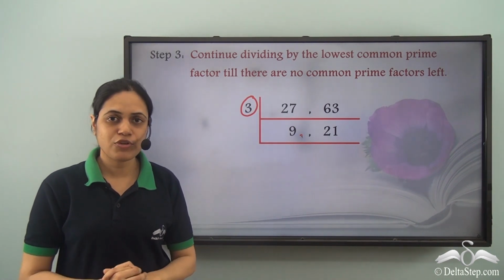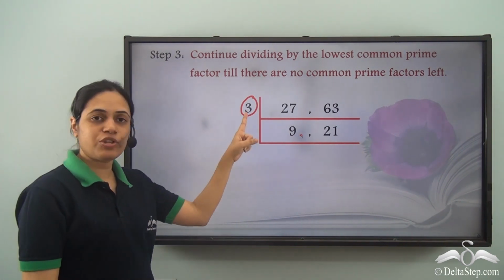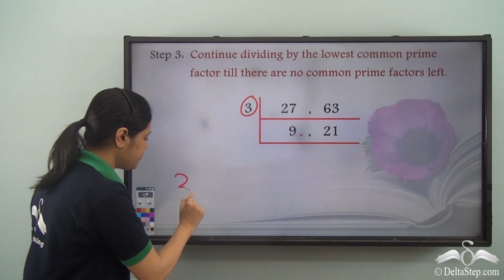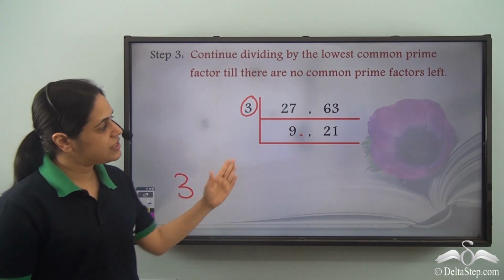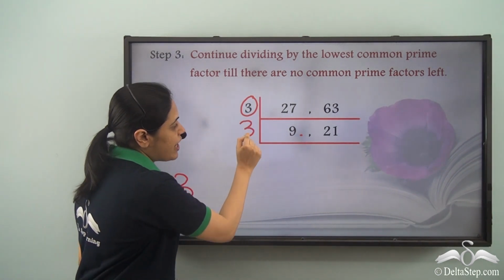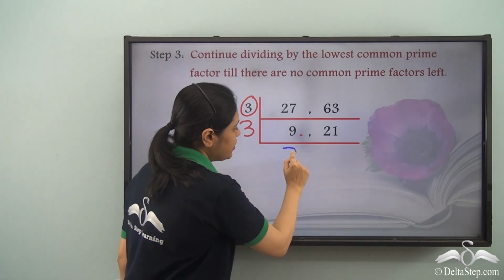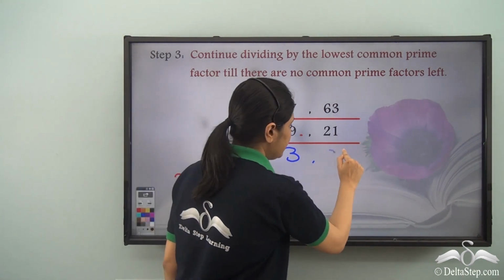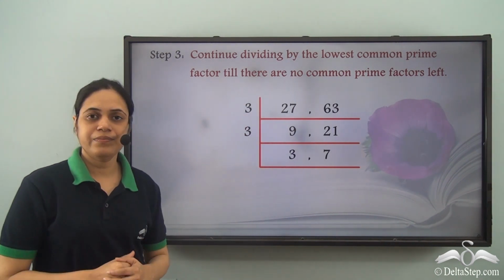So do I need to check for 2? No, I don't need to check for 2. I only need to check for 3 and the prime numbers greater than 3. So let us see. Does 3 divide 9? Yes. Does 3 divide 21? It does. So I need to divide 9 and 21 by 3. 9 divided by 3 gives me quotient 3, and 21 divided by 3 gives me 7. So this is what I have.